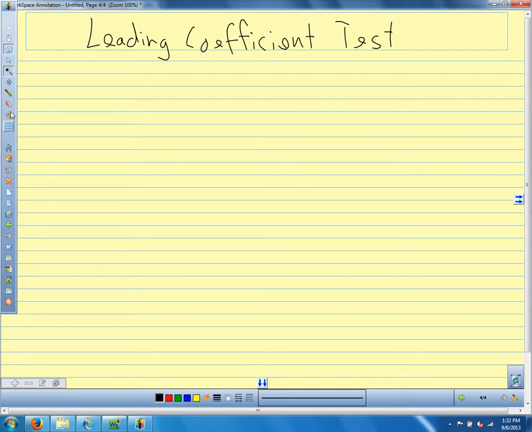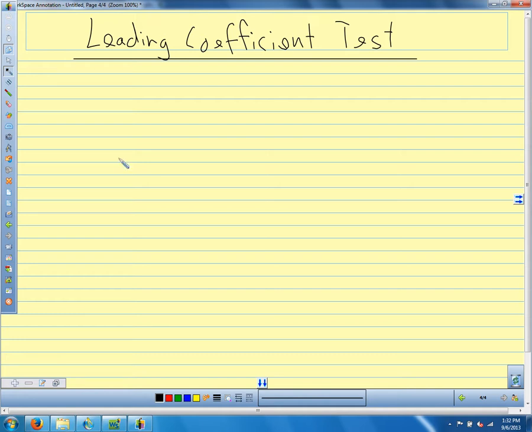With the leading coefficient test, we are interested in what happens to our function as x gets very large, as x gets larger and larger in the positive direction and larger in magnitude in the negative direction. Does the function keep increasing? Does it keep decreasing? Polynomials will always either keep increasing or keep decreasing as x gets very large or x gets very large negative. The leading coefficient tells us how that's going to happen.